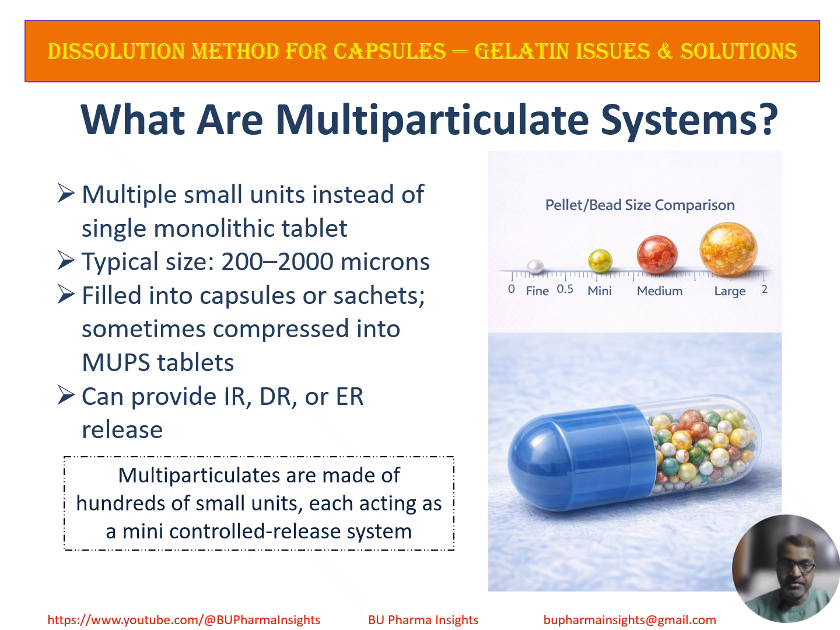Why are they better? Because drug release happens from hundreds of tiny units. They provide smoother and more uniform release, lower risk of dose dumping, better distribution throughout the GI tract, and depending on coating and design, they can deliver IR, DR, or ER type doses.